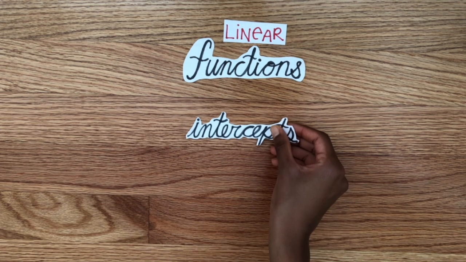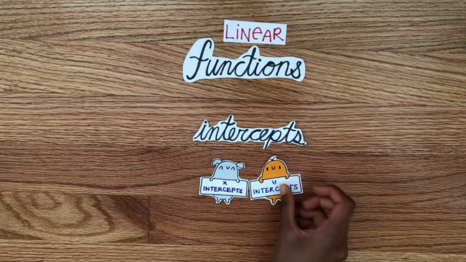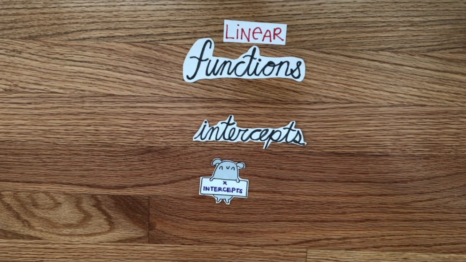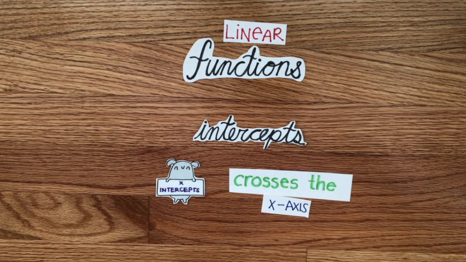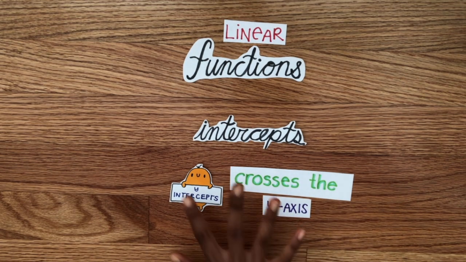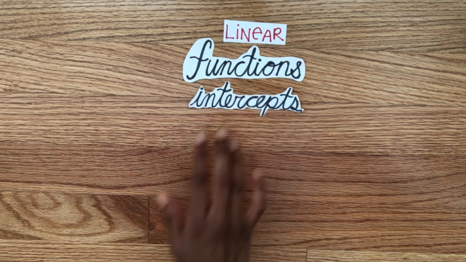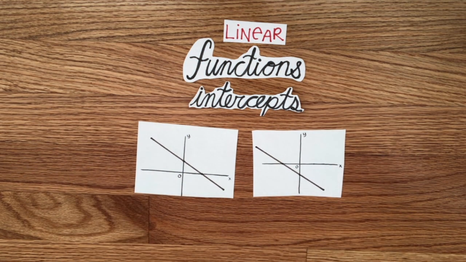What are intercepts? There are two types, an x-intercept and a y-intercept. An x-intercept is a point at which the graph crosses the x-axis. The y-intercept is the point at which the graph crosses the y-axis. Let's look at the graphs from the last video. Based on the definition of intercepts, we know that all of these graphs have both an x and a y-intercept.